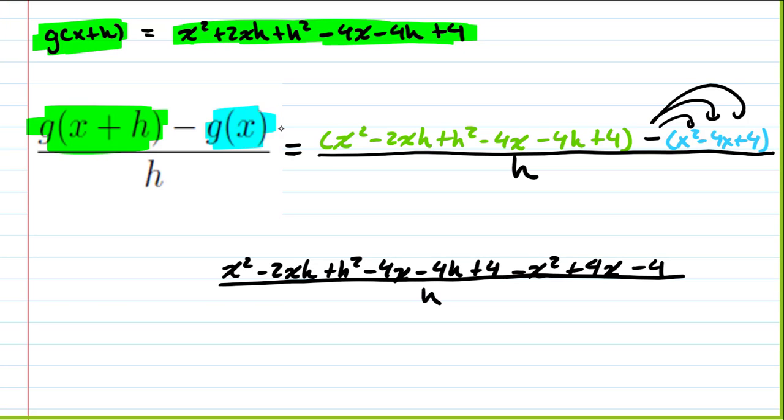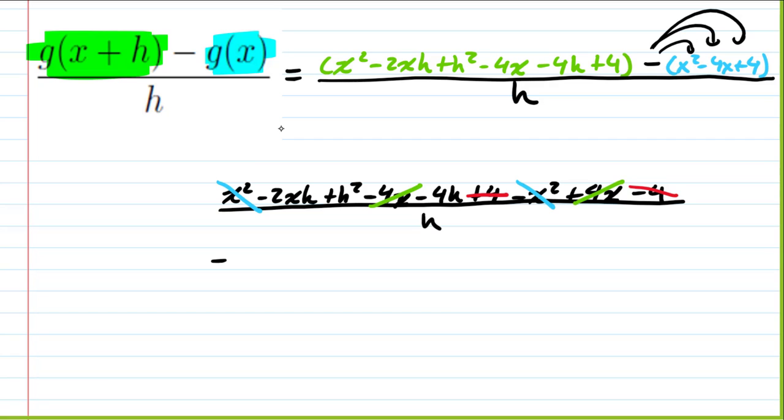So a couple of things are going to reduce out. I have a positive x squared and a negative x squared. I have a negative 4x and a positive 4x. And I have a positive 4 and I have a negative 4. So they reduce out. And that leaves the following: 2xh plus h squared minus 4h, and then everything else reduced out, over h.